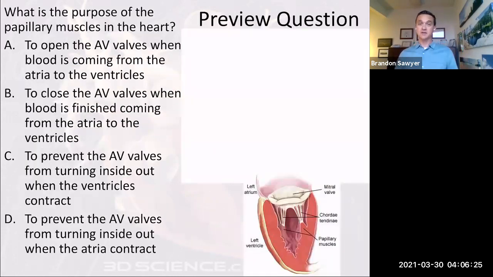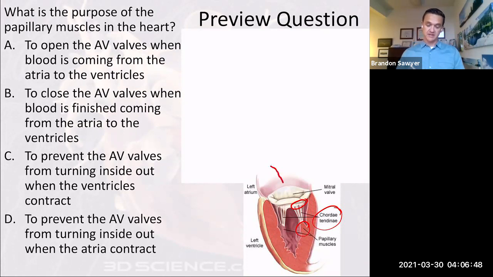Okay, so a little bit of a question to think about. I would encourage you to pause and think about this one a little bit, read this. So you've identified those papillary muscles in the sheep heart already, okay? But what would be the purpose of these things, right? So we see them right here, little muscles sticking up. They're connected to these chordae tendineae, which are connected to the bottom of the flaps of those atrioventricular valves, okay?